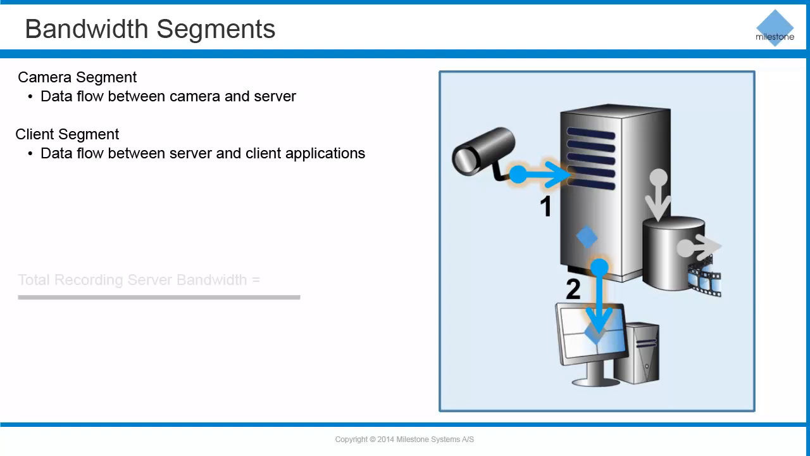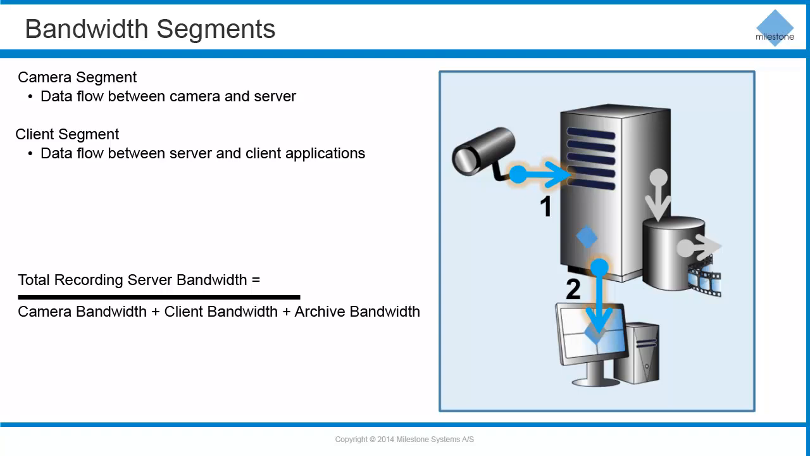The recording segment represents the most critical segment, as it is usually the most saturated part of the network. It is the sum of the camera stream bandwidth, the client viewing bandwidth, and the archiving bandwidth. As we discussed, you need to make sure that you accurately estimate your bandwidth needs when designing your system and plan for the worst-case scenario.